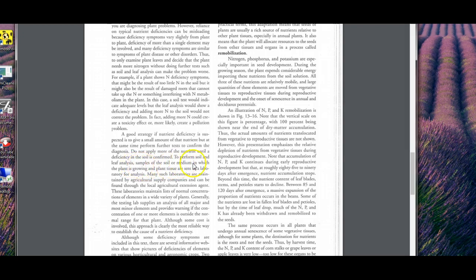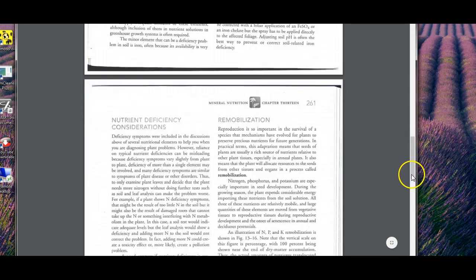basically samples of the soil or medium in which the plant is growing and plant tissue are sent to the laboratory for analysis. There are a lot of companies that do that, and they usually get it done pretty quickly. The testing lab usually will supply analysis of all major and most minor elements, and will give you a warning if the concentration of one or more elements is outside your normal range, which is what you're trying to find out. It does cost something to have this done, but it's probably the most reliable way to figure out what's going on in your plant.